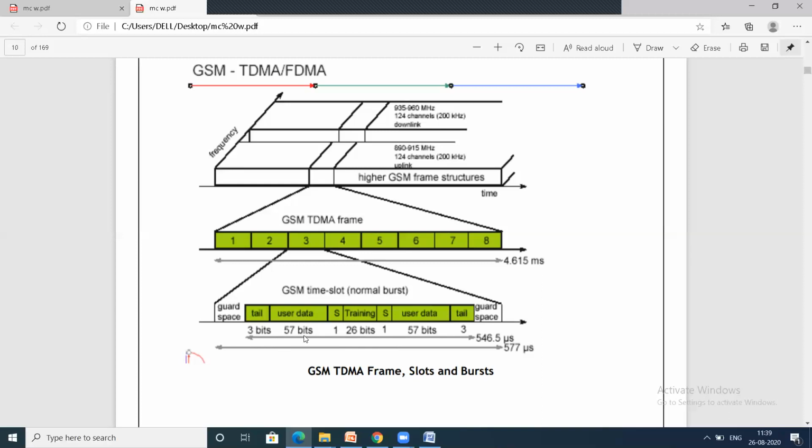The periodicity for each time slot is 546.5 microseconds without guard space. With guard space it is 577.